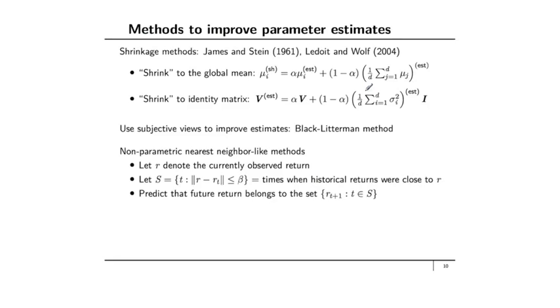These were introduced by Charles Stein in 1961. There's a paper by James and Stein, and more recently Ledoit and Wolf have extended this to the case of covariance matrices and other circumstances. So let's take the case of the mean. Earlier, I would have estimated each of the asset means separately. So mu est i stands for the estimated mean for asset i.